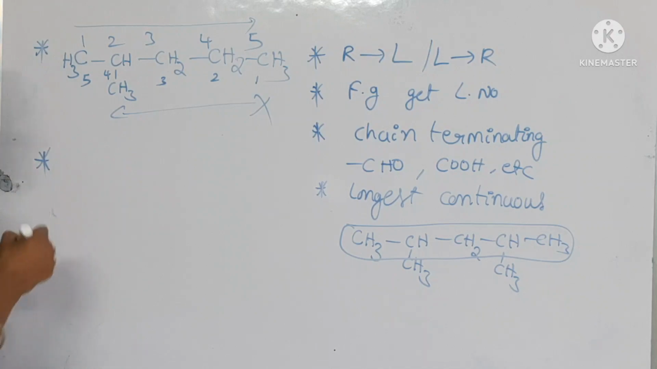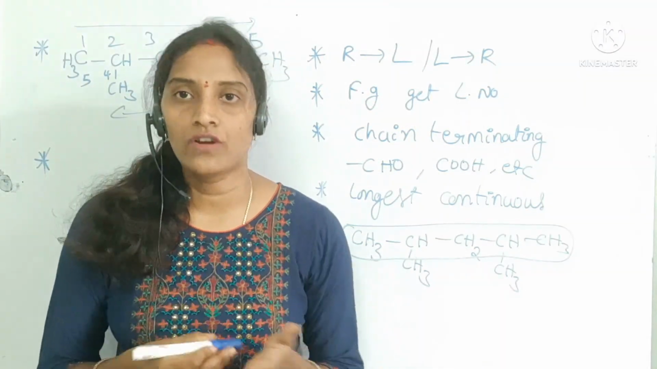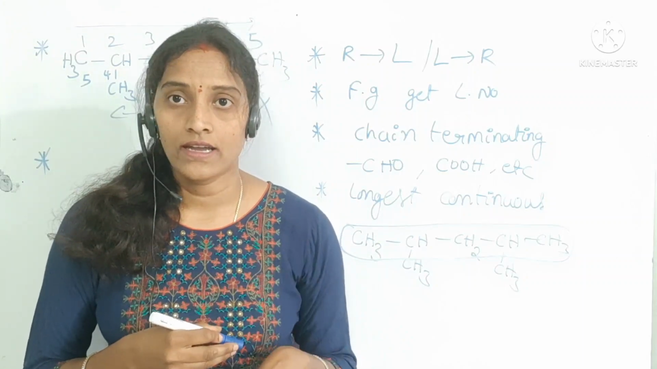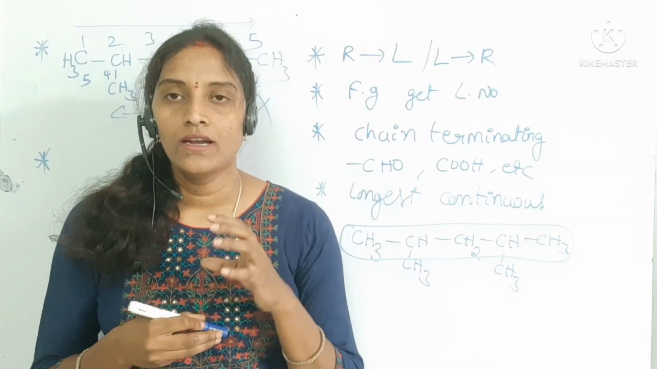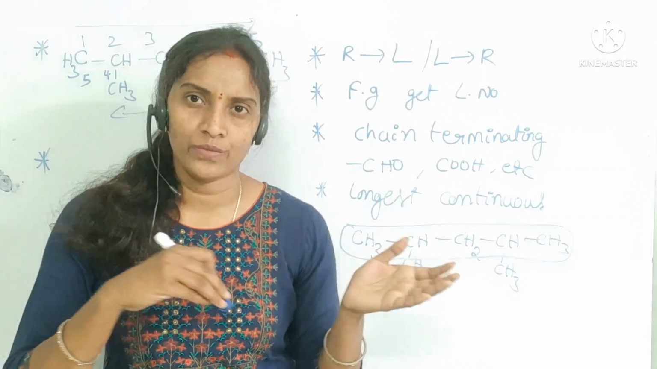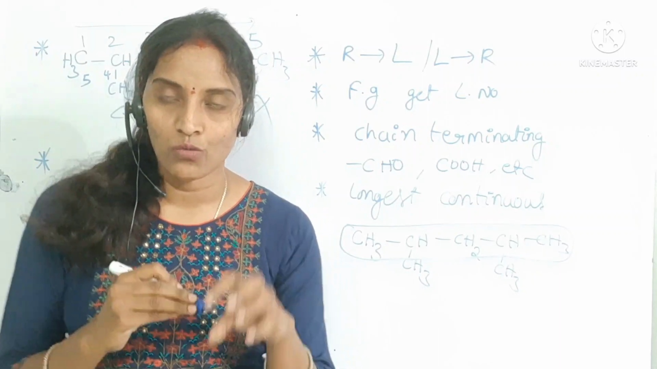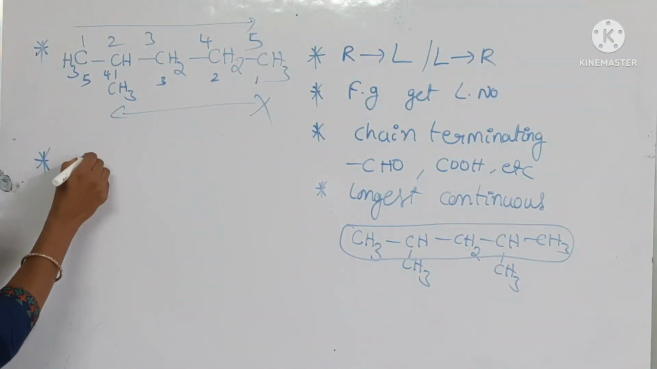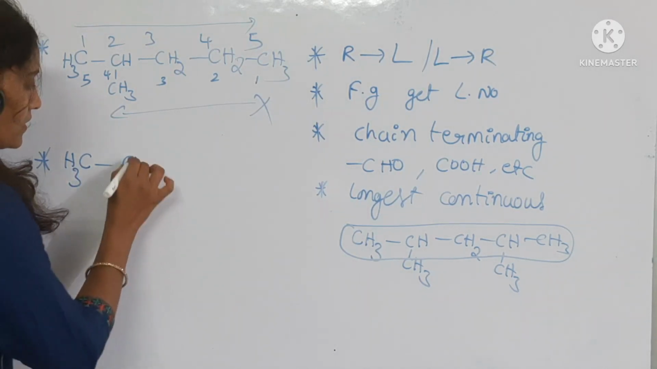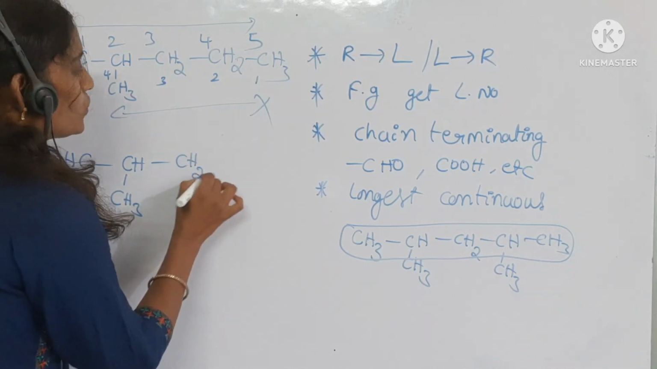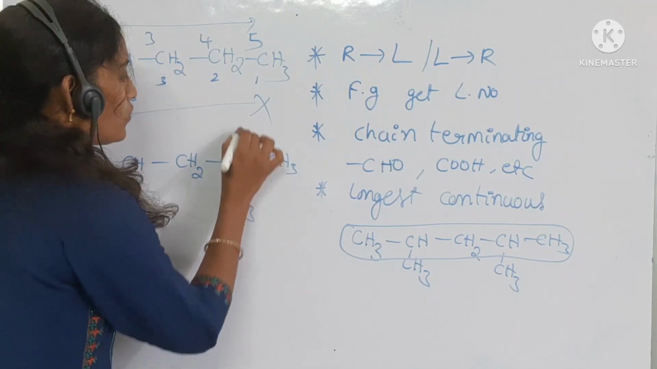Okay, next rule, rule number 6. If more than one substituent is there in that carbon molecule, how can you give numbering? Here you have to give numbering from left to right or right to left, and you need to follow the lowest sum rule. What is that lowest sum rule? See here. Again you can take one more example: CH3, CH, CH3, CH2, CH3, one more CH3 and another CH3.